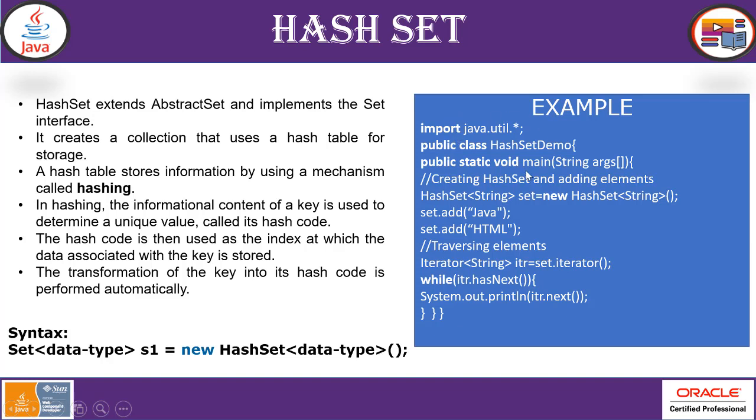Now, if you see the example HashSet demo, what is happening here? We are creating a HashSet object, and this particular set will have inbuilt methods. We have add and other methods like hasNext or next. All these methods can be used for storing a set of objects like Java and HTML, and traversing elements and then iterating to read it again and again until hasNext is found in case of searching or sorting algorithm.